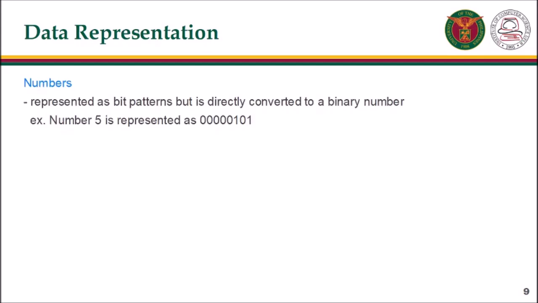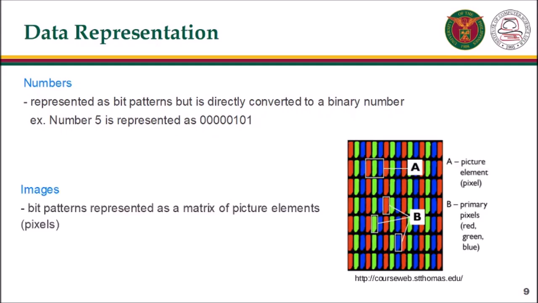Numbers are also represented by bit patterns, but they are directly converted to a binary number. Images are also represented by bit patterns. In its simplest form, an image is composed of a matrix of pixels or picture elements where each pixel is a small dot.